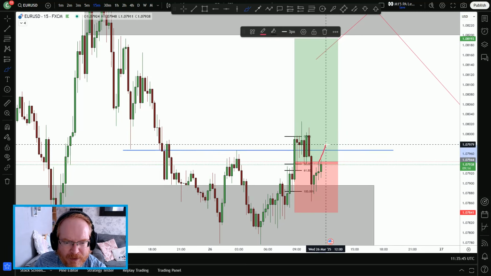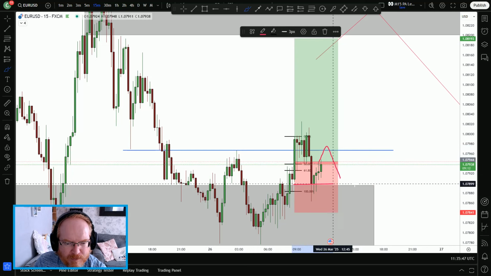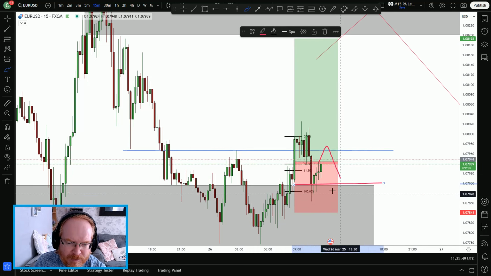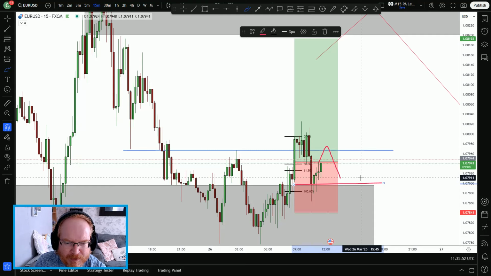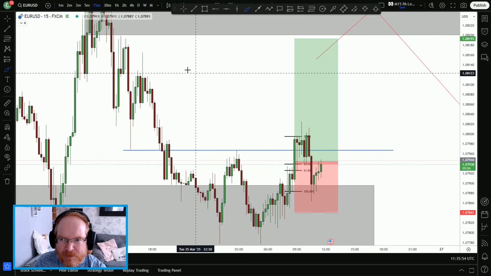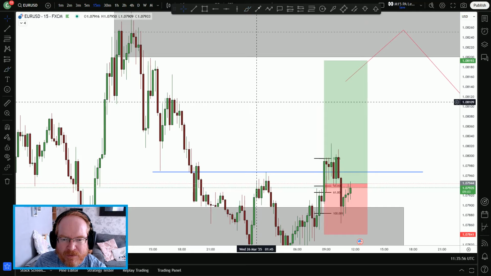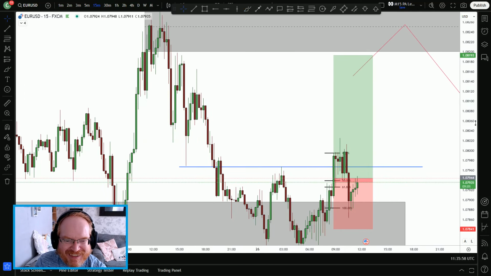And I could probably get out probably around about there, near the halfway stop of my stop loss. So I'd only lose half the trade instead of full one. But obviously we're hoping it goes all the way to target.